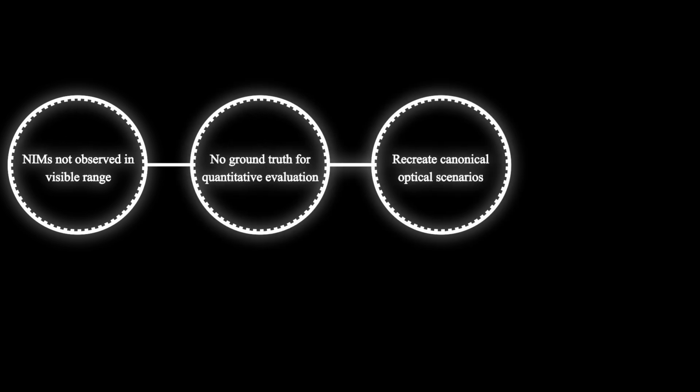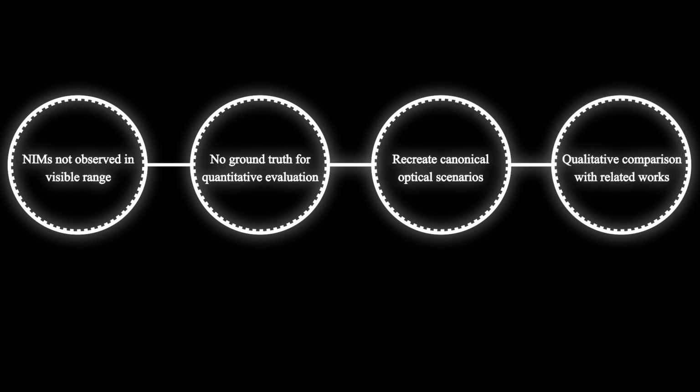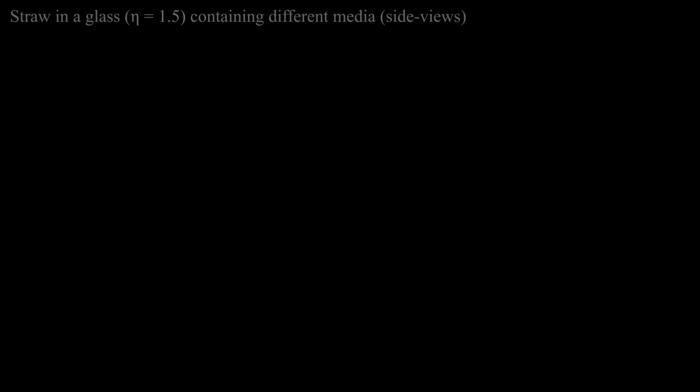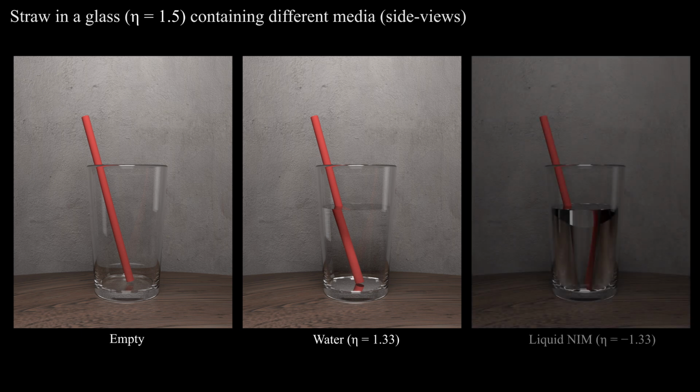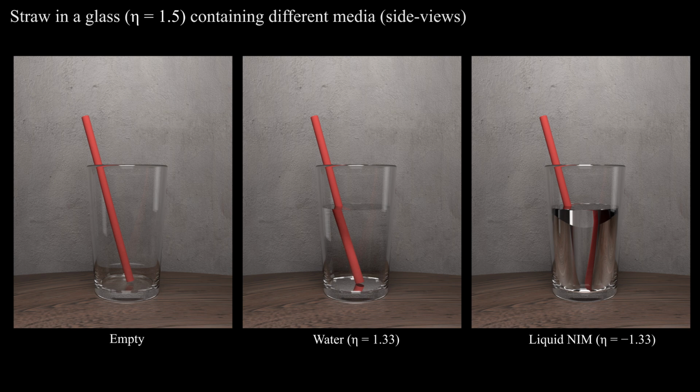As NIMs have not been observed in the visible range, no ground truth exists for quantitative evaluation. We instead evaluate our methodology using canonical optical scenarios to qualitatively compare our simulated results with visual and analytical observations reported in related works. We first consider a classical refraction scenario with a straw inside a glass containing different media. In the liquid NIM case, we see the straw bend the opposite direction at the interface.